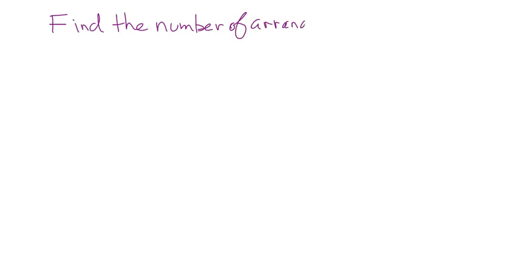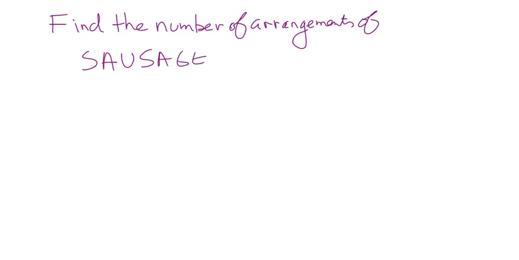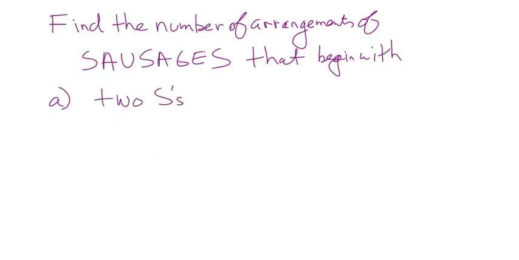Okay, a couple more examples. Find the number of arrangements of sausages, S-A-U-S-A-G-E-S, that begin with two S's. Okay, do that. So you do that. Figure it out. Sausages begins with two S's.